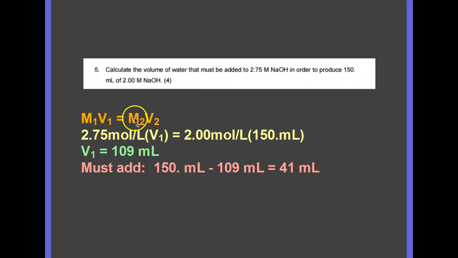You could use M1V1 equals M2V2, so the molarity one is 2.75 moles per liter times the volume one, which we don't know, equals the second molarity, which is 2 moles per liter, and we know the second volume, which is 150 milliliters. If we solve for V1, we get 109 milliliters. That's how much volume we're starting out with. So how much are we going to add to that to dilute it to 150 milliliters? You'll go 150 minus 109. You'll add 41 milliliters to produce a solution that is 2 molar, and there's 150 milliliters of it.